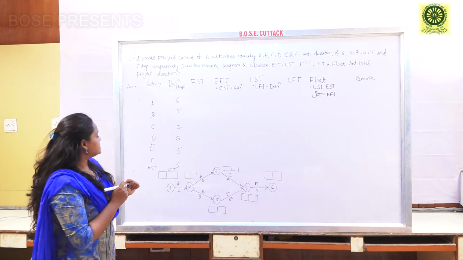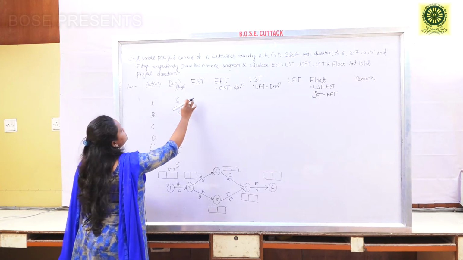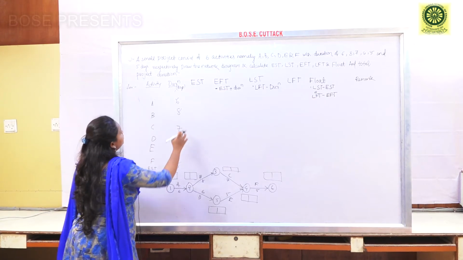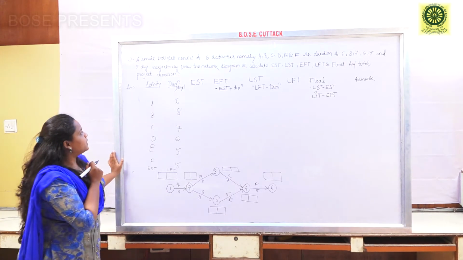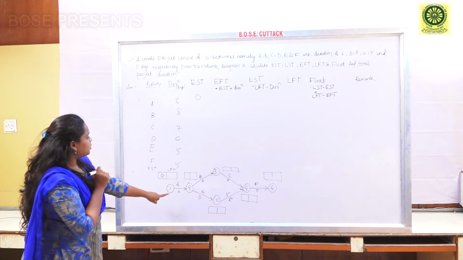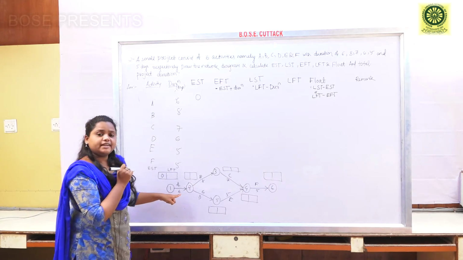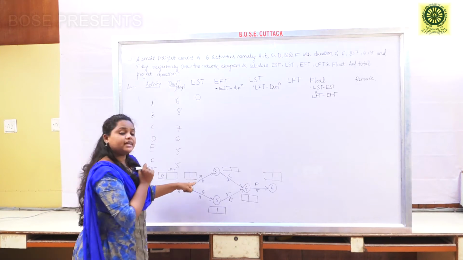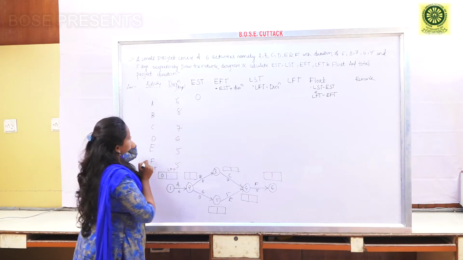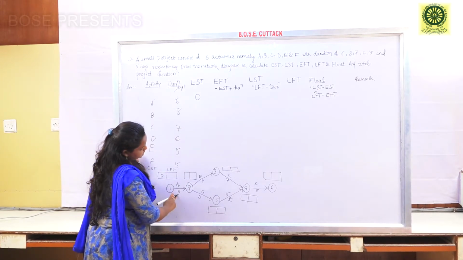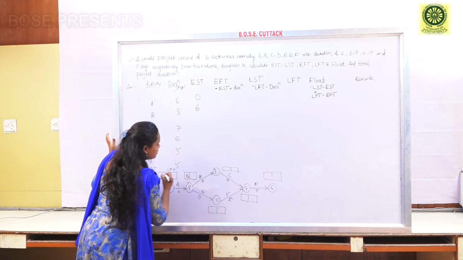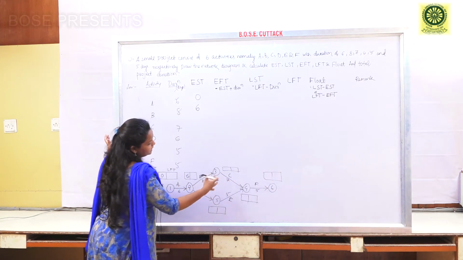So how can we calculate EST? EST can be calculated by adding all the durations of the preceding activities. For activity A, the earliest start time will be 0. After completing activity A, only then can we start activity B. So the earliest start time of activity B is 6, adding the duration of activity A. Then, like this, we have to calculate for the next activities.